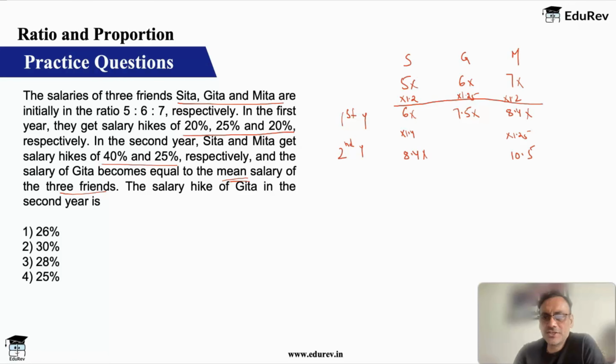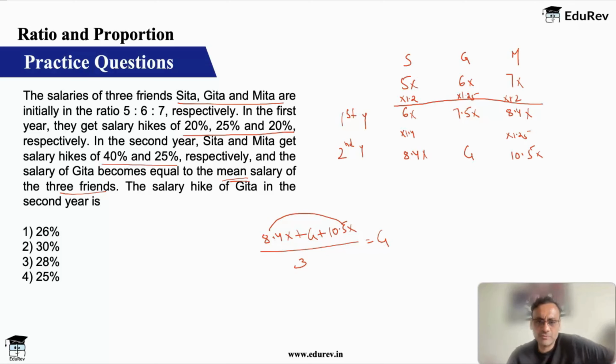So let's say Geeta's salary is G. So what is the mean? Mean is the sum of all 3 divided by 3. So (8.4x + G + 10.5x) upon 3 is equal to G. Right? Or I could have just taken the average of these two, because Geeta herself is the mean. So that will also give you the same value.